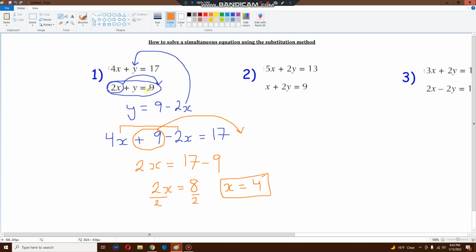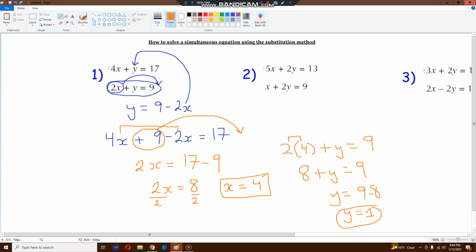Let's take the easy one, 2x plus y equals 9. So 2x, and I would substitute that with 4 plus y is equal to 9. 2 times 4 is 8. 8 plus y is equal to 9. Obviously, you can just do it this way. Y is equal to 9 minus 8. And find out that y is equal to 1. And there we go. We have our answer.